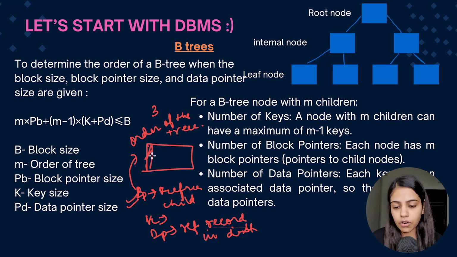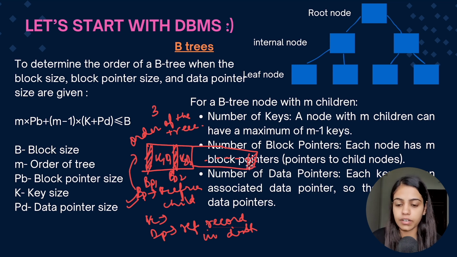Here there will be a block pointer BP1, then a key K1 with data pointer D1, then again a block pointer BP2, then a key K2 with D2, and so on. There will be multiple block pointers as well as keys and data pointers. Now consider that someone provides you the block size, the block pointer size and the data pointer size. How can you find the order of that particular tree?